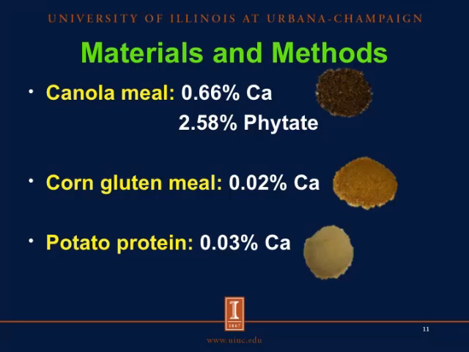The reason that we used canola meal for this experiment was because we were looking for a plant ingredient that was high in calcium, and also in phytate. And we found that canola meal has 0.66% of calcium, which is pretty high for a plant ingredient, and also contains 2.58% of phytate. Also, we were looking for protein ingredients that we can use without adding more calcium to the diets, and we found that corn gluten meal and potato protein have 0.02 and 0.03% of calcium, respectively.